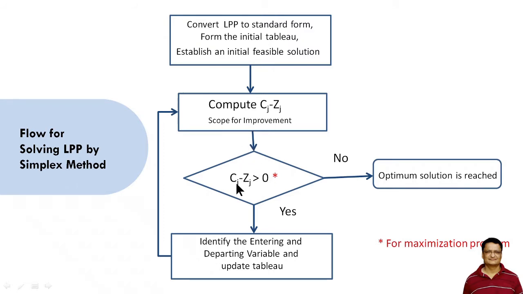Note that this particular situation is valid for a maximization type of problem. If the Cj minus Zj value is less than 0, that is, it is negative, then we can say that we have reached the optimum solution, and at that point we can stop, and that is the optimum value of our problem. So let us begin with our problem.